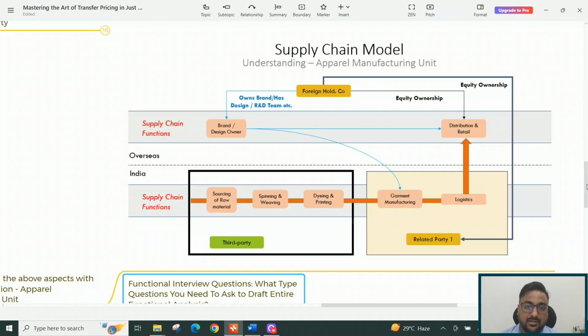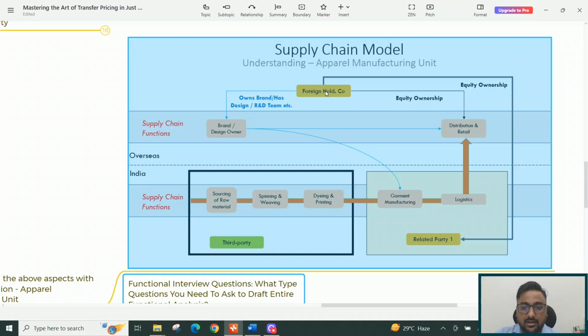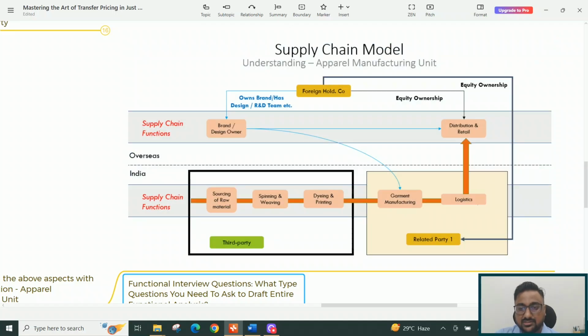All right, that's where I always say transfer pricing will increase your analytical skill power. Now under this entire supply chain model, we are understanding the supply chain model of an apparel manufacturing unit. So let us presume that there are two parties and the transaction has been undertaken between the foreign holding company, which is based out of a foreign jurisdiction, and the Indian party, which is a related party, right? Under this orange color you can see these two things. Now what are the facts of this supply chain model? Let me describe that.